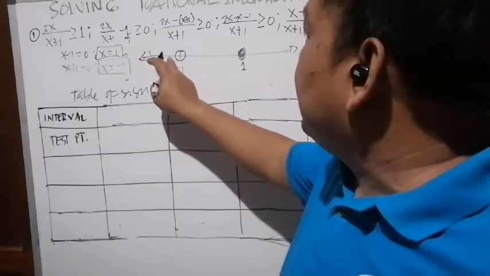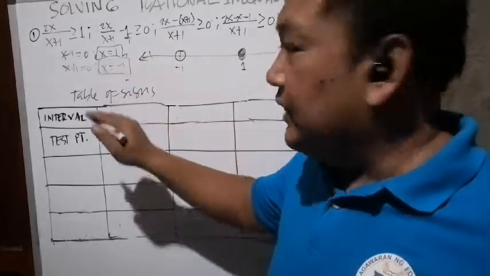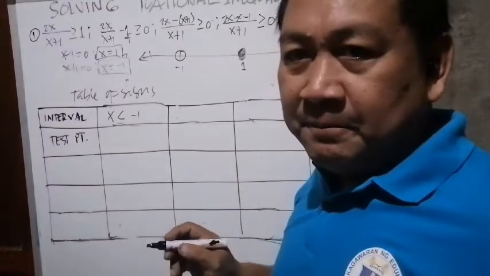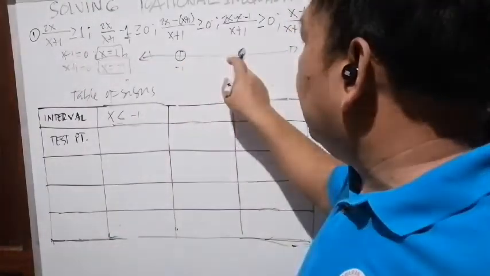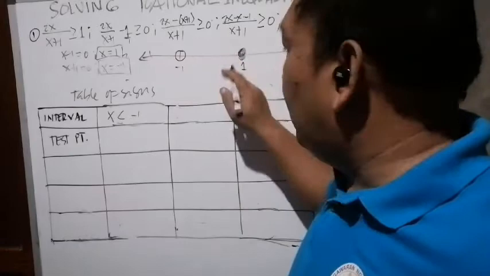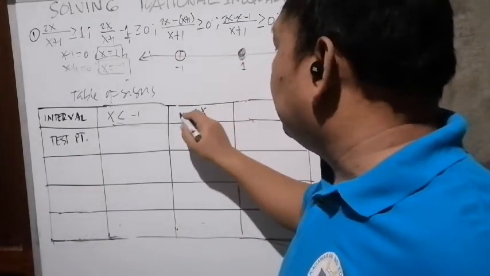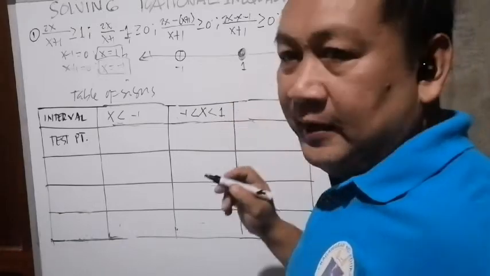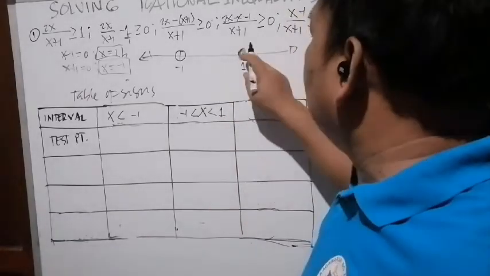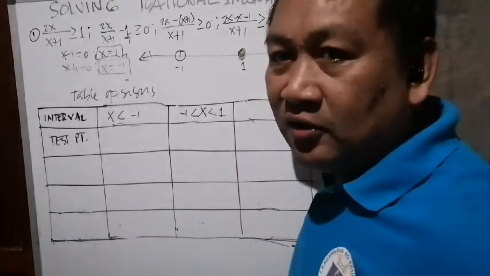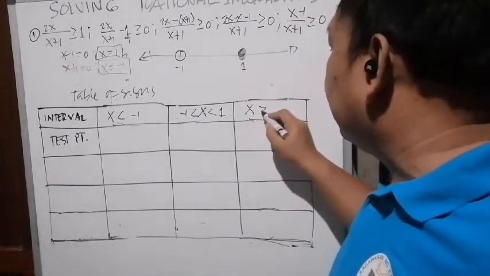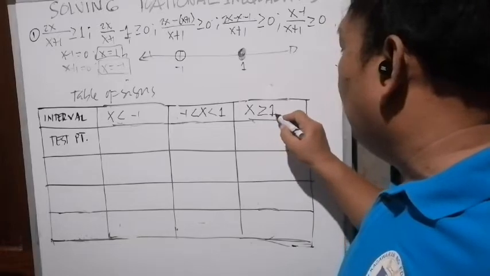So our first interval is to the left of negative 1. So that's going to be x is less than negative 1. And then our next interval is between negative 1 and 1. So that's going to be x is greater than negative 1 but less than positive 1. Okay? And then our next interval is to the right of 1, including 1. So that's going to be x is greater than or equal to 1.